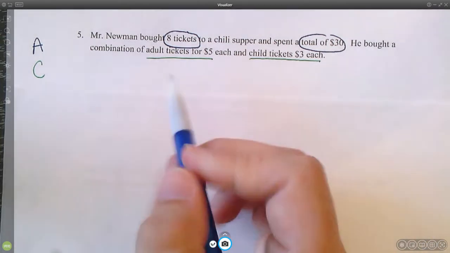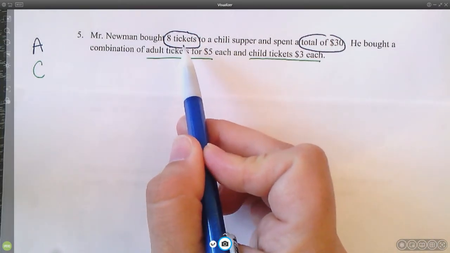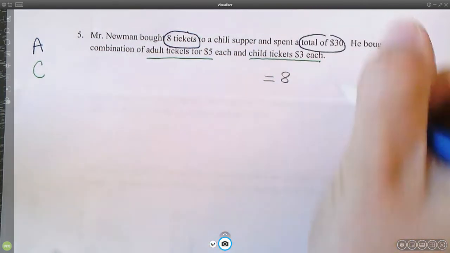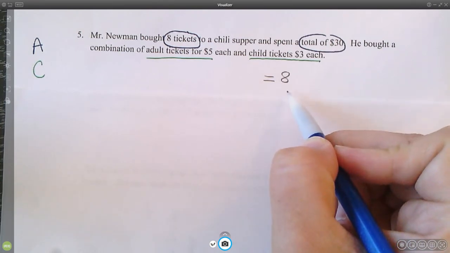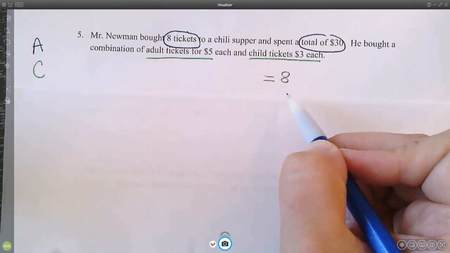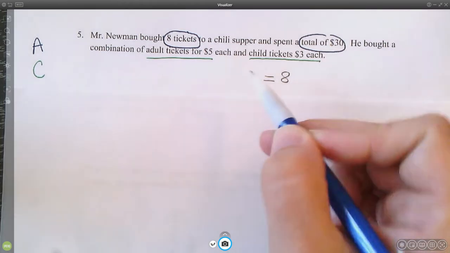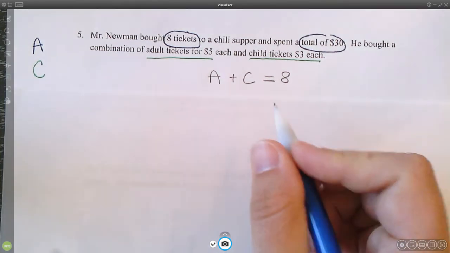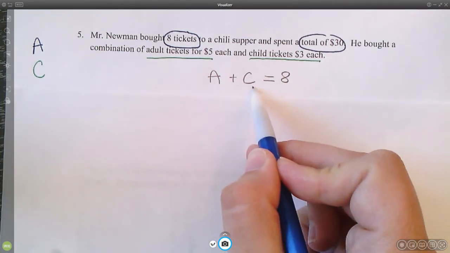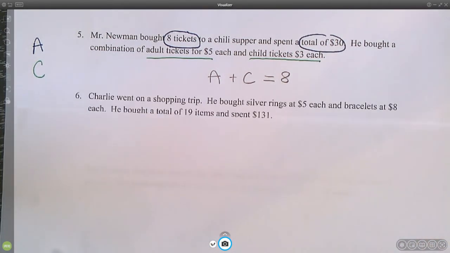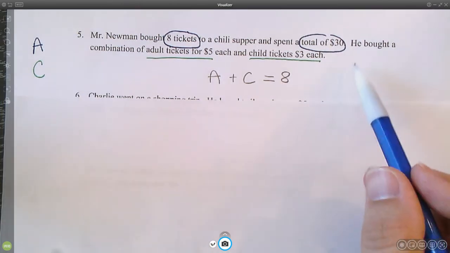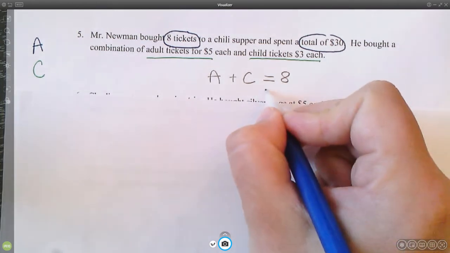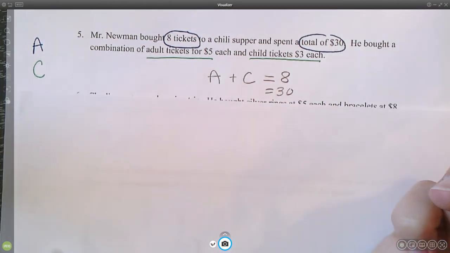Okay, so we know he bought a total of 8 tickets. What 2 things are you adding together to get 8 tickets? Well, you're adding together your adult tickets plus your child tickets. So if you have adult plus child, you have 8 tickets. Then you know we spent a total of $30. So we have something that's going to equal $30.